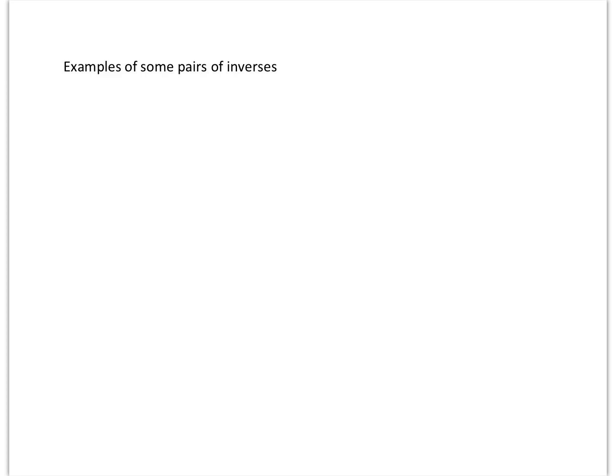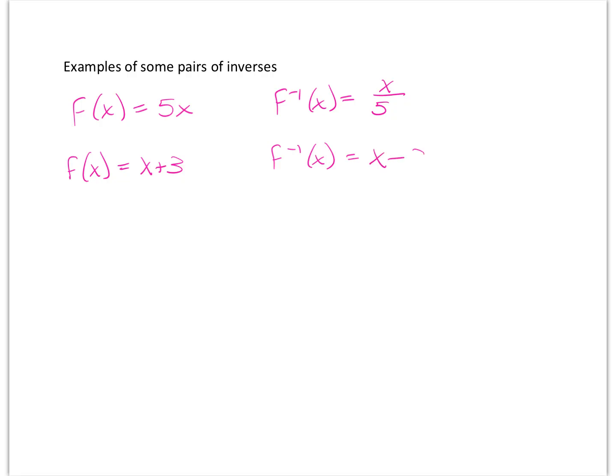Some examples of pairs of inverses, functions that undo each other, could be f of x equals 5x, and f inverse of x could be x over 5. If you multiply by 5, one function multiplies by 5, the other function divides by 5, they undo each other. Another simple one could be x plus 3, and its inverse would be x minus 3. One function takes an input and adds 3, and the other function takes an input and subtracts 3.